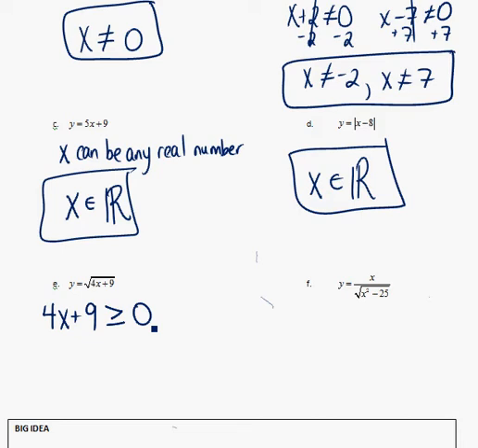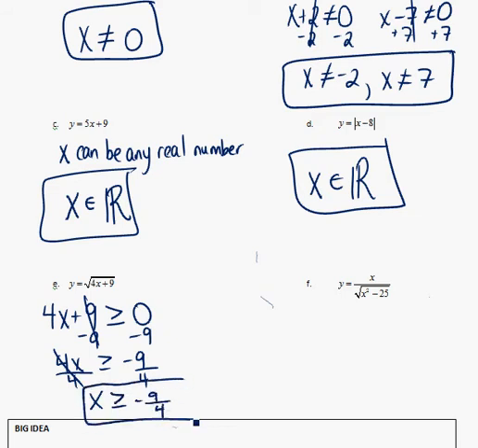The one thing that I don't want is to take the square root of a negative number, because then I get an imaginary number instead of a real number as my output. You'll learn about that in later math classes. So I'm going to solve this quick inequality, take away 9 from both sides. So 4x is greater than or equal to negative 9, and divide both sides by 4. So my possible input for this function is that x can be any real number as long as it's greater than or equal to negative 9/4.